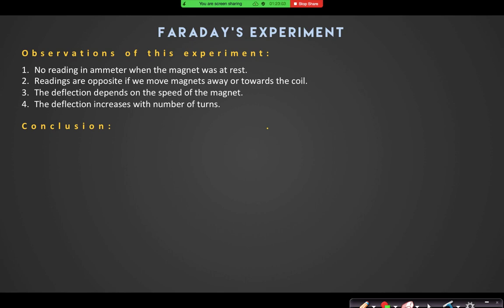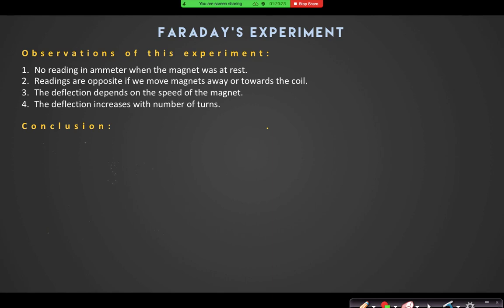Right? So these were the observations of this experiment. Now what is the conclusion of these observations? The conclusion is that if there is a current in that loop, then definitely there must be an EMF. Yes or no? Because without EMF, how can current be there?